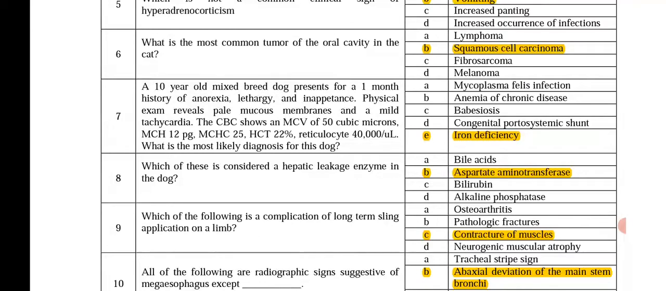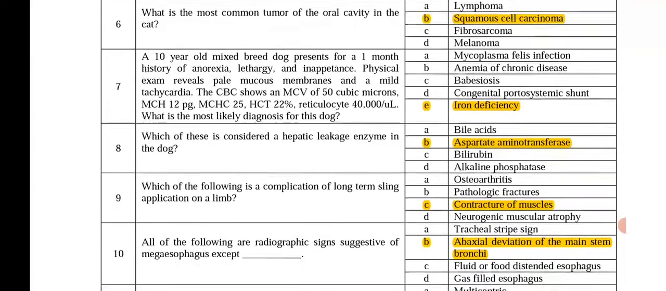A 10-year-old mixed breed dog presents for 1 month history of anorexia, lethargy, inappetence. Physical examination reveals pale mucous membrane and mild tachycardia. The CBC shows a MCV of 50 cubic microns, MCH 15.12 picograms, MCHC 20, hematocrit 22, reticulocytes 40,000 per microliter. What is the most likely diagnosis for the disease? Iron deficiency. Which of these is considered a hepatic leakage enzyme in the dog?